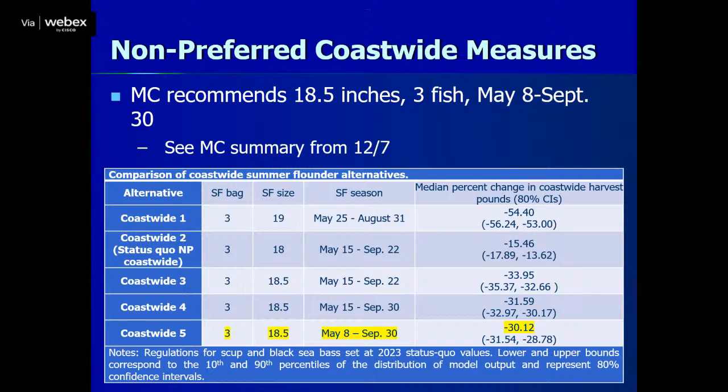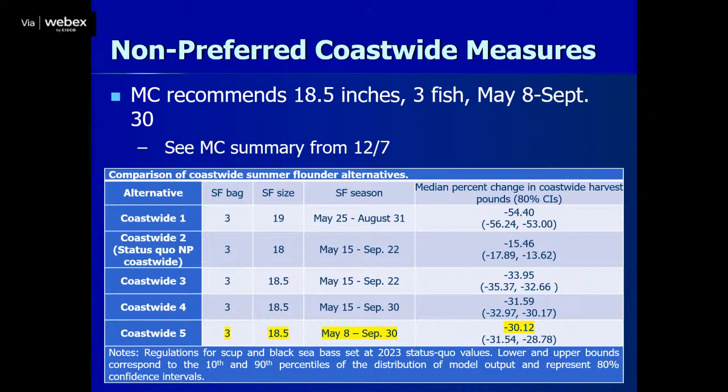We did several runs prior to the December 7th monitoring committee meeting to sort of inform what those might look like. Those are described in the appendix to that supplemental monitoring committee summary. But basically, we were tweaking the size limit and the season until we got to run coastwide 5, highlighted down at the bottom, which is the recommendation that achieves a 30% reduction compared to the current regional measures harvest. We explored initially a set of measures that ended up being way too overly restrictive, and then went up to 18 and a half inch size limit, and then tried to tweak the season from there to get close to that 28%.